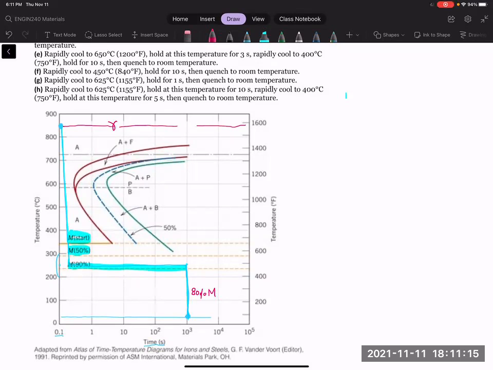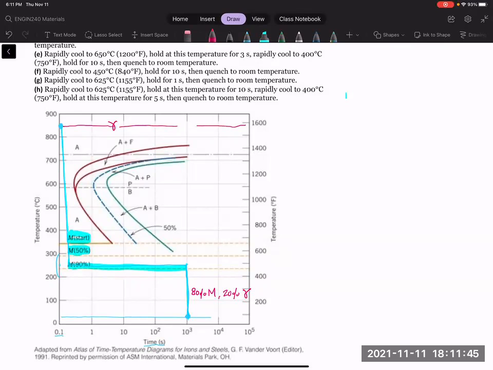Well, the rest is going to be the untransformed austenite. So you have 80% martensite and 20% austenite in this structure. So that's what this process is. Let's try another one just to make sure that you know what this is. How do we do this?